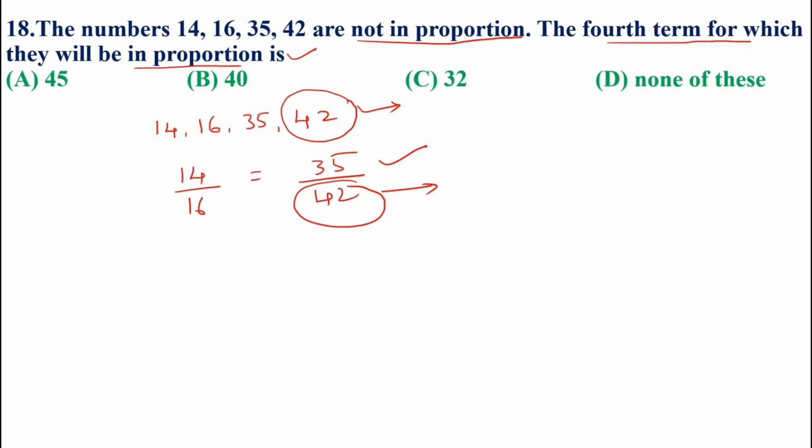So what I have to keep in the place of 42? 14 by 16, what is the value? 2 sevens are 14, 2 eights are 16. So here also 7 by 8 should be present. So if I take 5 sevens are 35, so 5 eights are 40. So 40 should be present.